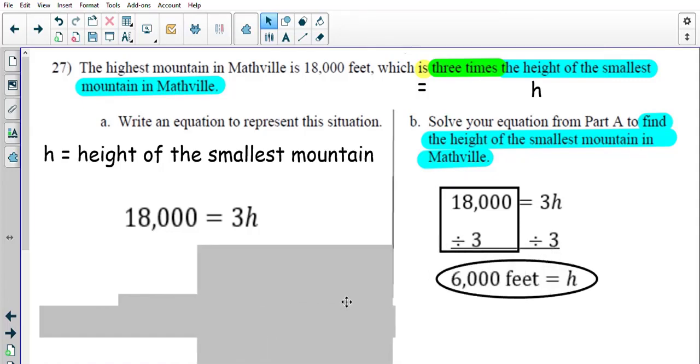So hopefully you have that. Now it's always important to stop and think, does my answer make sense for these questions? Again, we're trying to find the height of the smallest mountain. It should be a smaller number than the height of the highest mountain, which is 18,000 feet. So always stop and think, does my solution make sense?